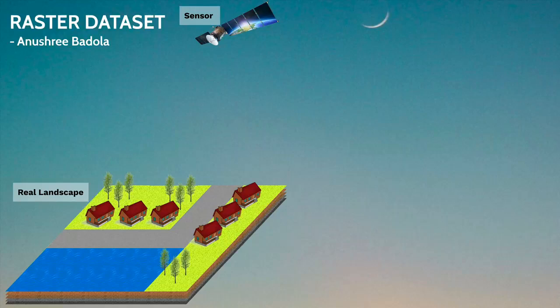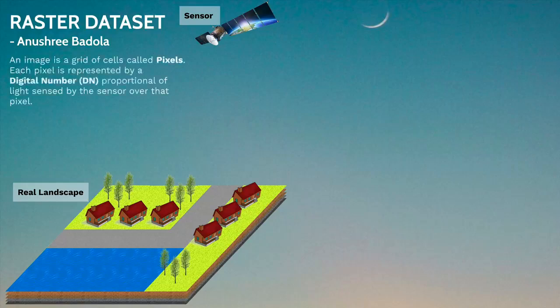In this video, we will learn about the types of data captured by the satellite sensor. We will learn about raster dataset, or in simple terms, image data. Now, what is an image? Image is a grid of cells that are commonly called pixels.